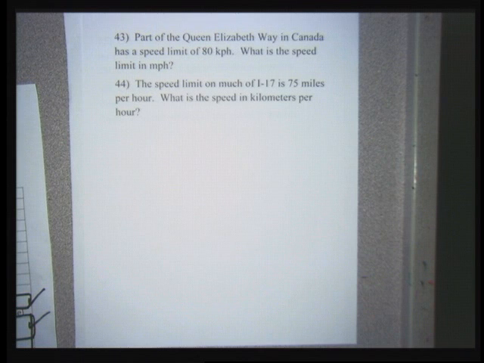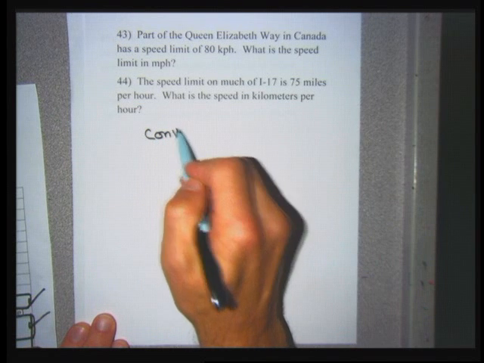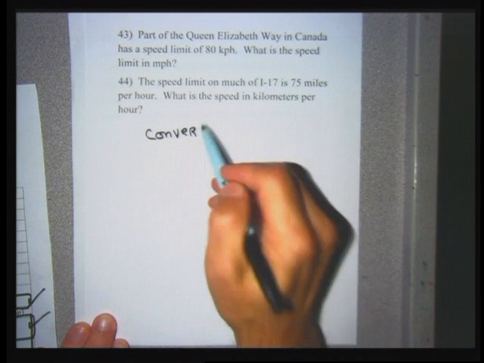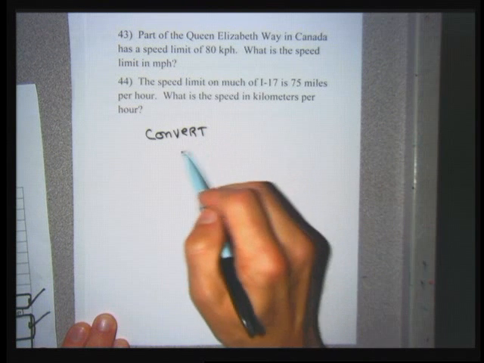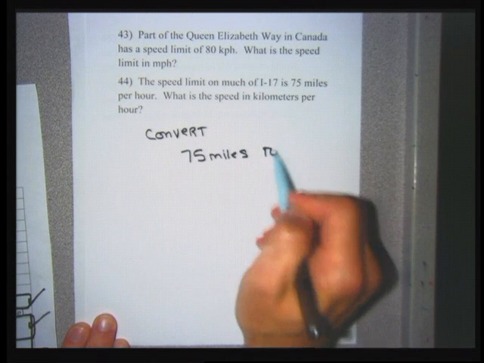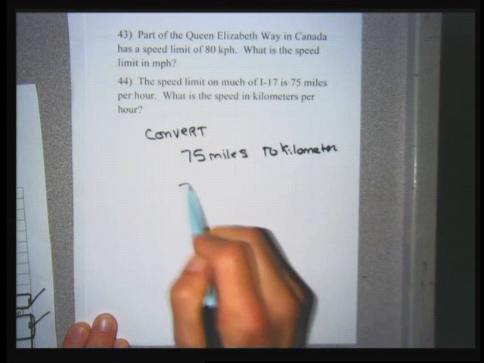So 43 and 44 say the speed limit is given in kilometers per hour. What's it in miles per hour? The per hour part is consistent, so I just need to change the miles to kilometers for questions 43 and 44. So 44, I need to convert miles per hour into kilometers per hour. Since the only part that's changing is the distances, not the hours, I just need to convert the distances to the right units.